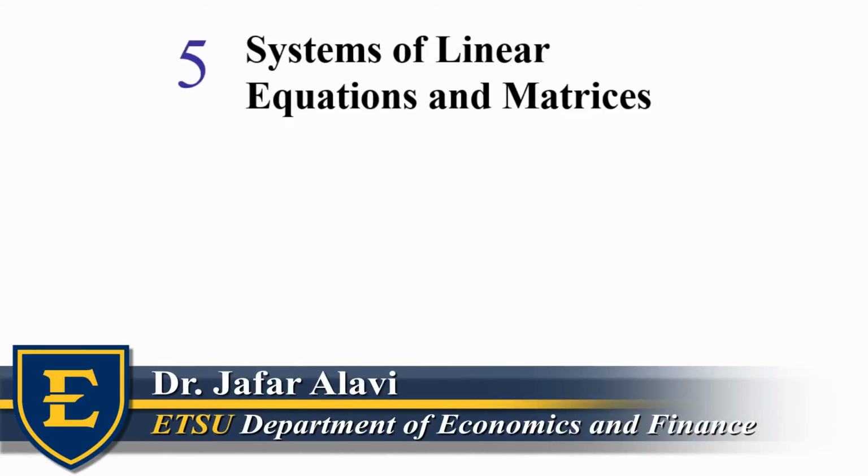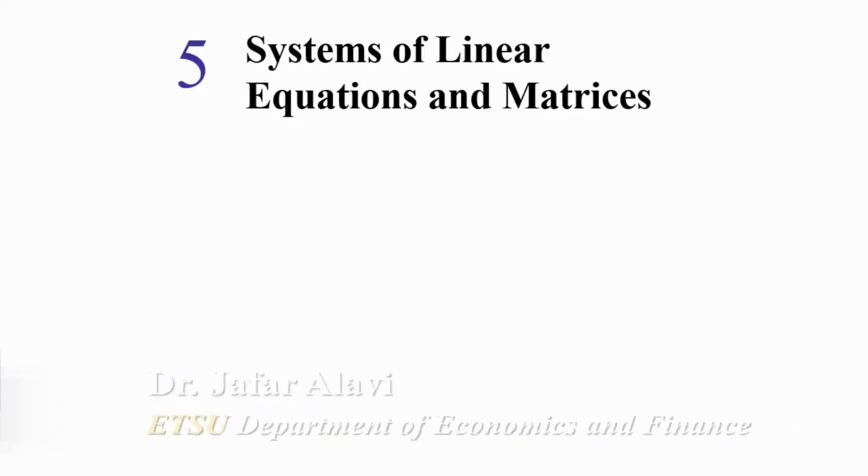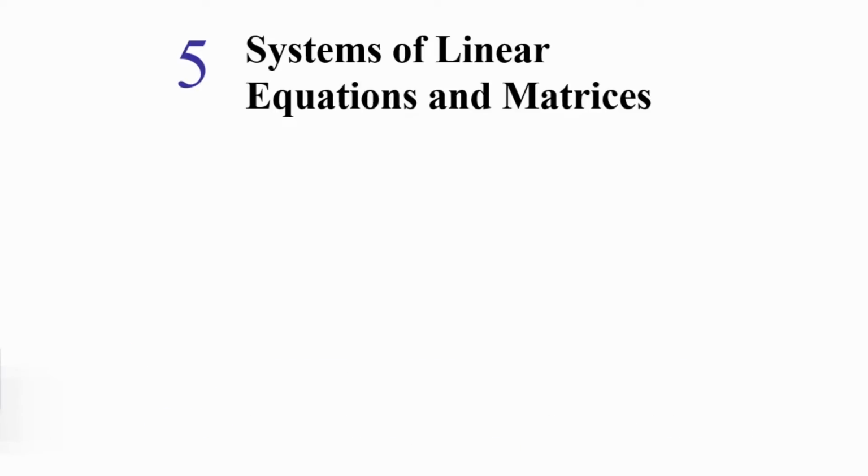All right. We finished chapter 2. Now we jump to chapter 5, which is system of linear equations. In this chapter, we talk about when you have two equations with two unknowns or two variables, and then three equations with three unknowns. That's as far as we go. We do not get into how to solve it with matrices.